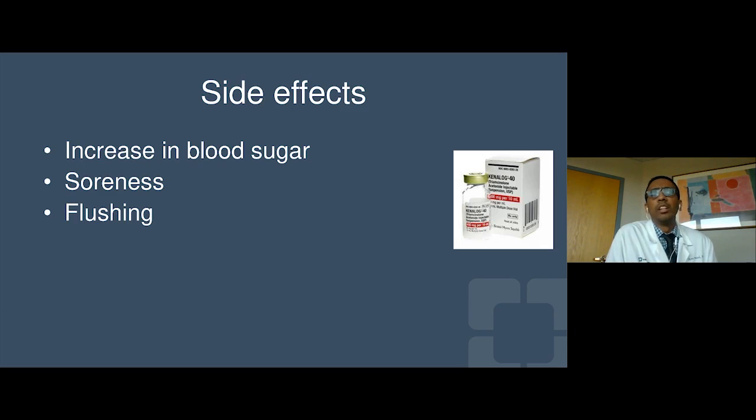And then on a less common occasion, less than 1% of the time, we do see some flushing, where the steroid aspect of the cortisone can cause a very warm and kind of heavy feeling in the face, and that usually subsides after 2 to 3 days at the most. But that can be a side effect of a cortisone injection.